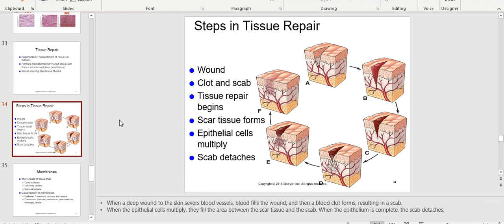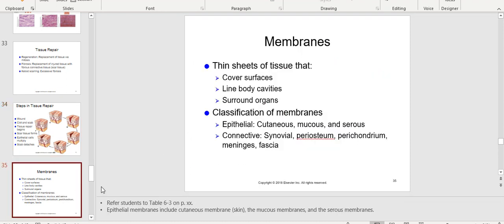Steps in tissue repair. You guys can have a look at this there. You'll see there that we have a cut, what happens there. It fills with blood and serum, and then the tissue repair starts to begin. We get a bit of a scar. Okay, epithelial cells start to multiply and regenerate, and there we go. There's our finished piece. Have a look at that one there.